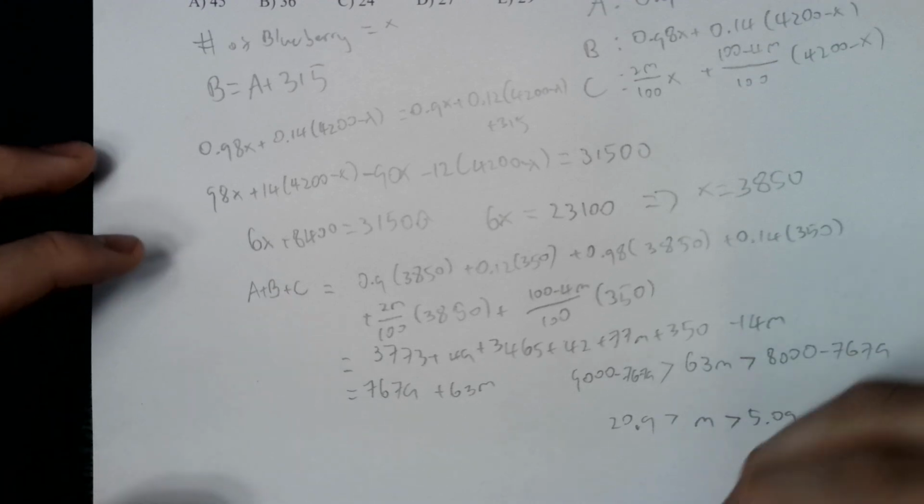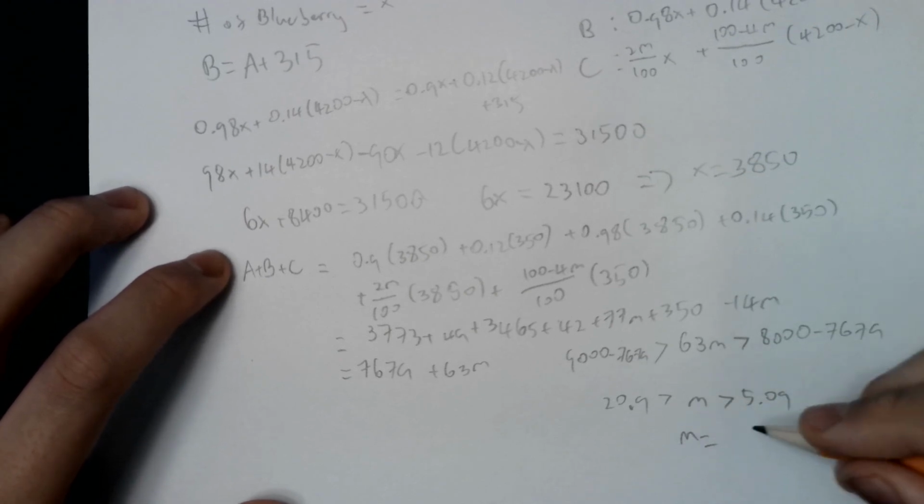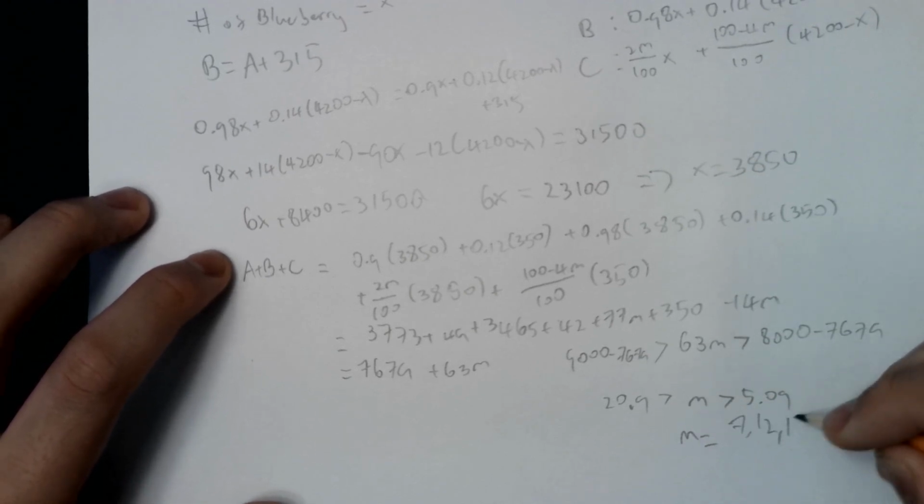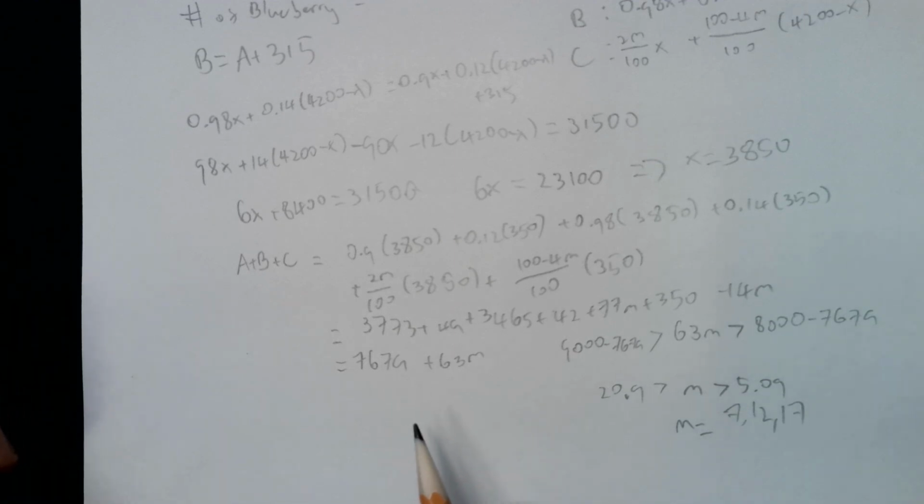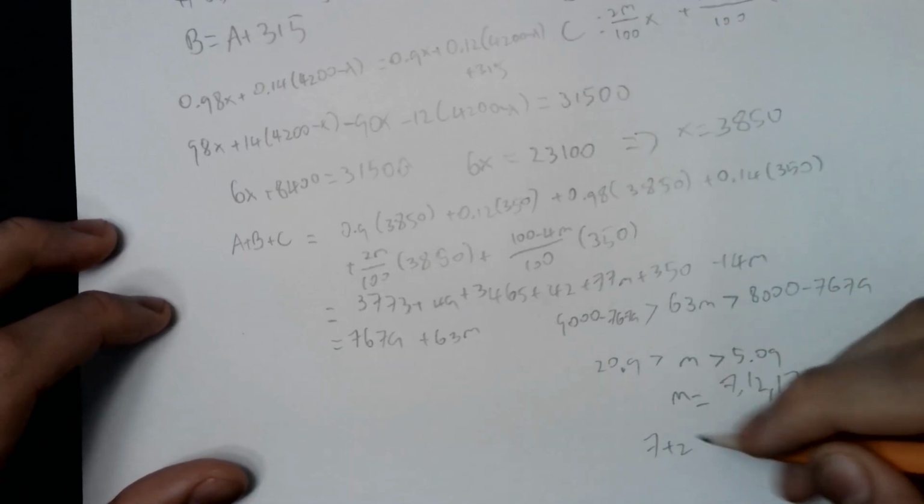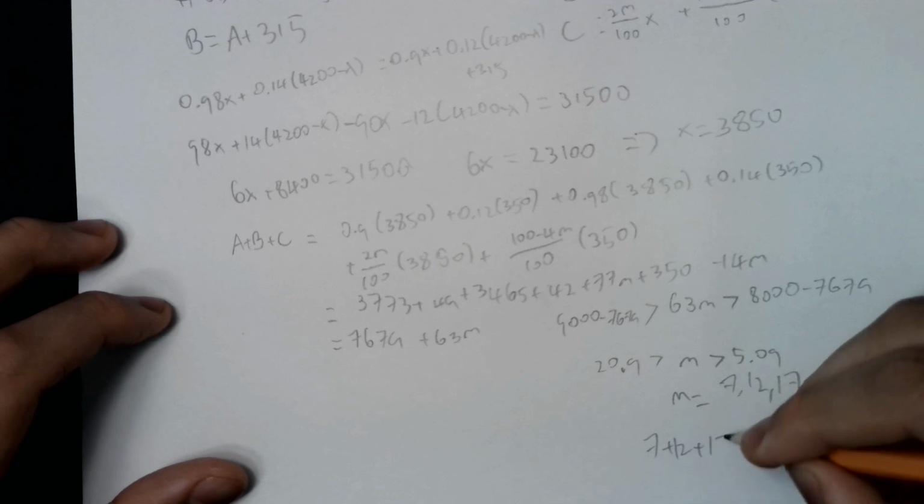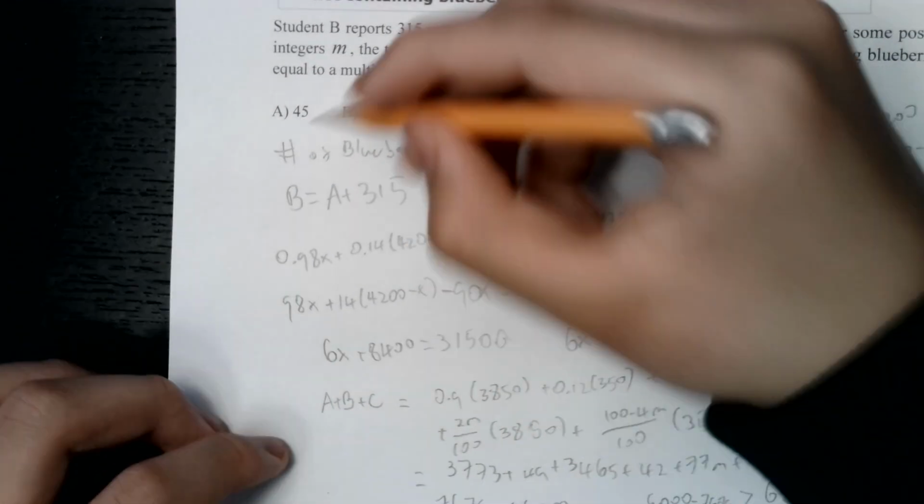Now, 63m has to end with either 1 or 6, which means that m has to end with 2 or 7, and it also has to be within these bounds. This means that m has to be equal to 7, 12, or 17, for both conditions to be met: the sum is divisible by 5 and between 8,000 and 9,000. So our final answer should be 7 plus 12 plus 17, which is equal to 36. Which means that the answer to this problem should be B.